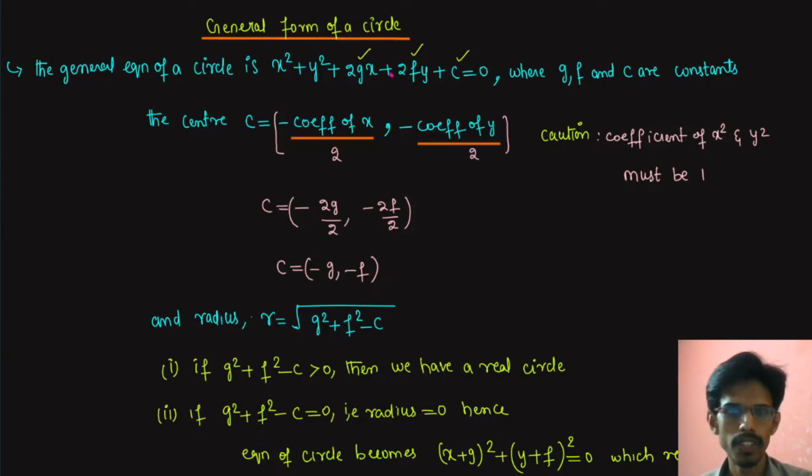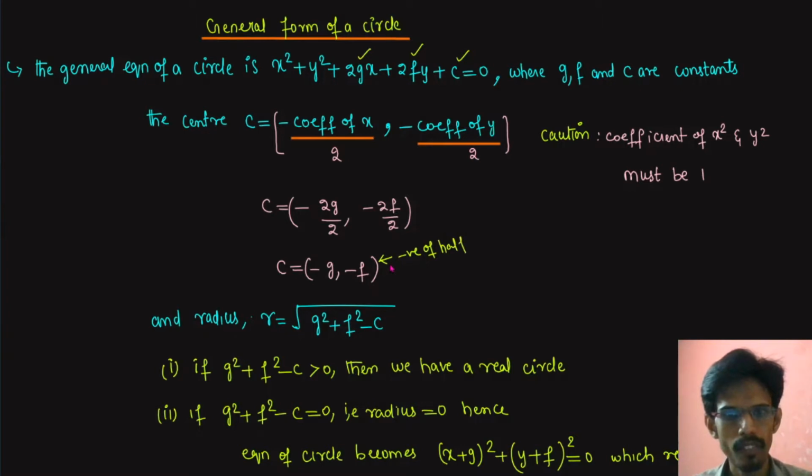Okay, now for this equation the center will be negative of coefficient of x upon 2 comma negative of coefficient of y by 2. And one more note here, coefficient of x square and coefficient of y square must be 1 whenever we apply this formula for center. So the coefficient of x is 2g, coefficient of y is 2f, so put it here, this 2 and this 2 will get cancelled, so this will be minus g comma minus f.